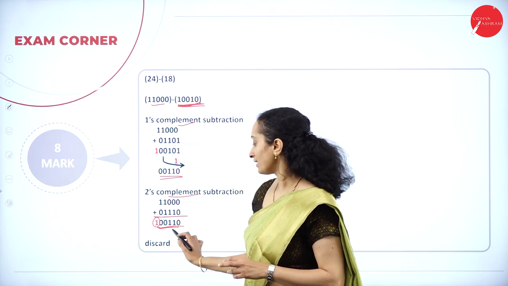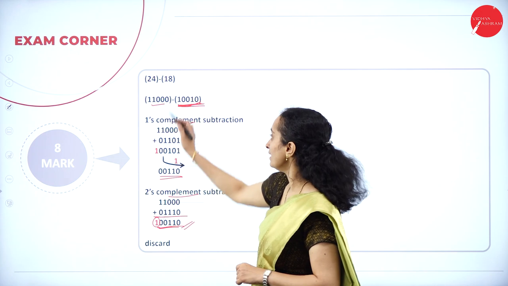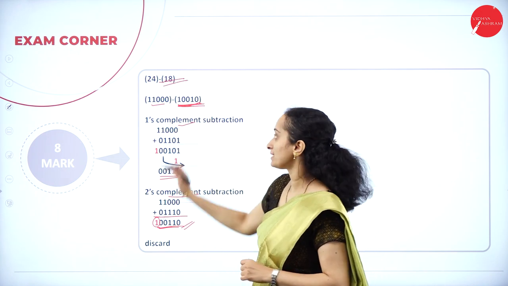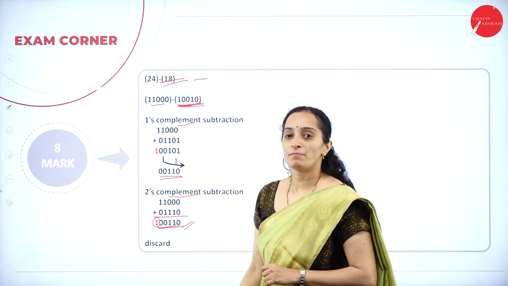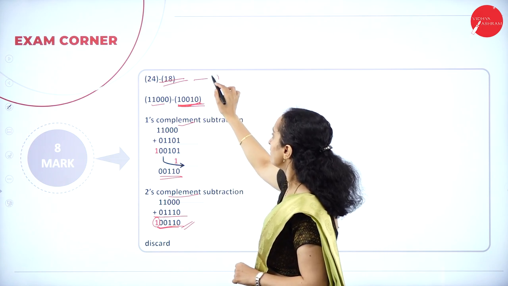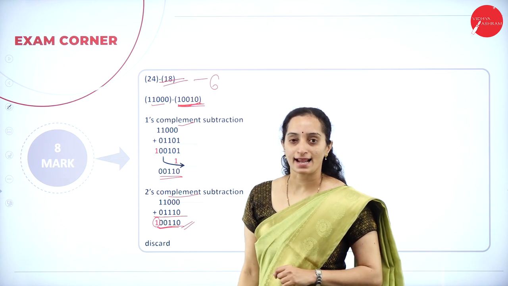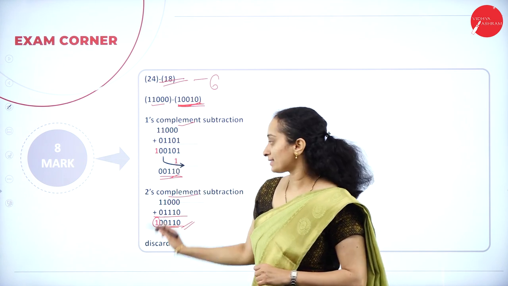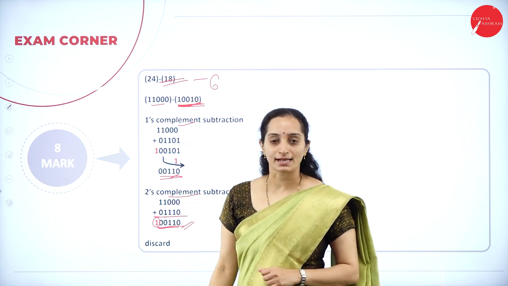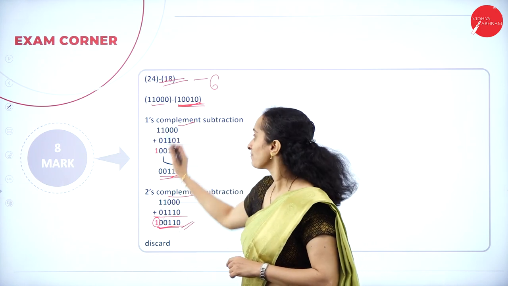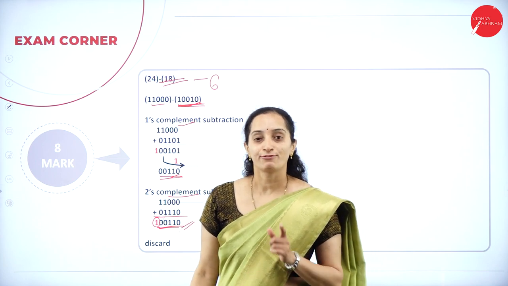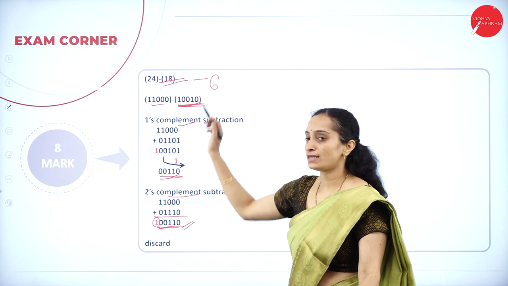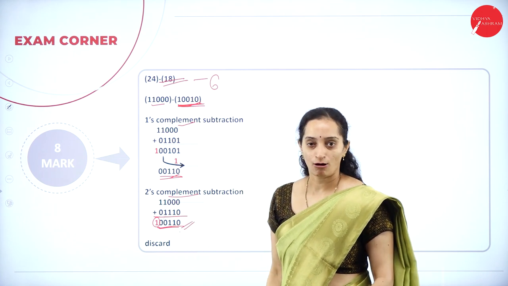If you want to check the correctness of the answer, perform the subtraction operation in the decimal system. So 24 minus 18 will give the answer as 6. Check whether your binary operation has the same result. If it has the same result, the answer is correct. If not, the answer is wrong. Okay, you can counter check the correctness of your operation.